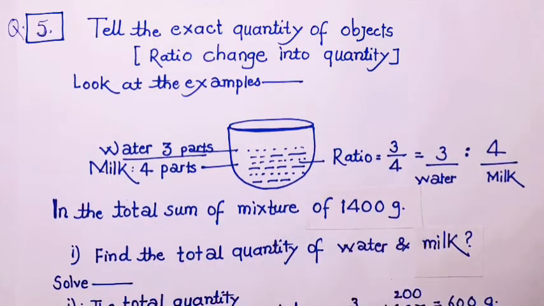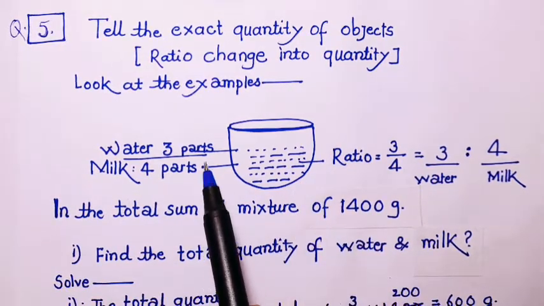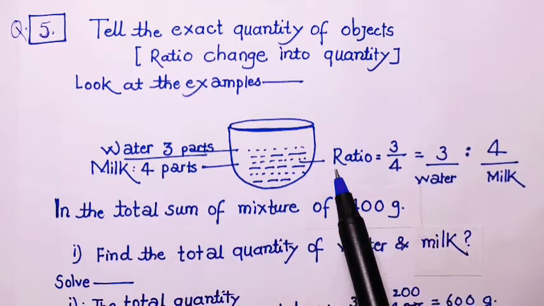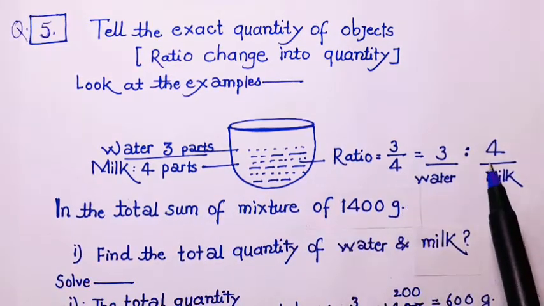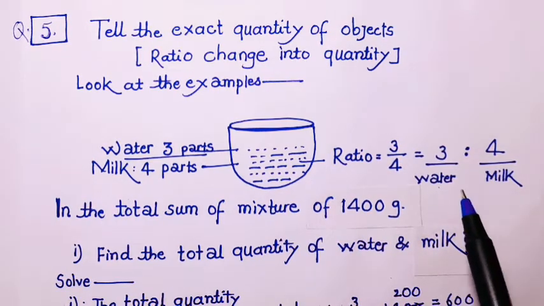Question number 5. Tell the exact quantity of objects. Here the ratio is changed into quantity. Look at the example. Suppose in this pot the water is 3 parts and milk is 4 parts. So the ratio will be 3 by 4, 3 to 4. 3 indicates water and 4 indicates milk.